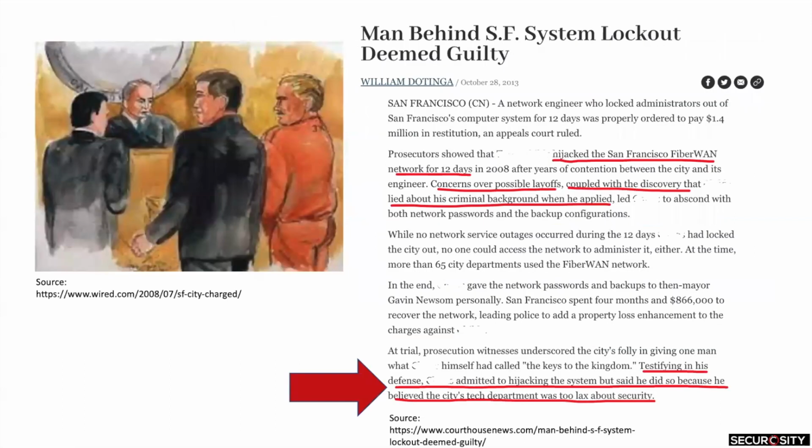Here's a case where an individual was driven by personal gains. A former San Francisco City's network engineer employee intentionally denied administrators access to the city's computer system for 12 days. He was motivated by the fear of possible layoff and the discovery that he lied about his criminal background when applying for the job. Additionally, he hijacked the systems to prove a point that the city was too lax about security.